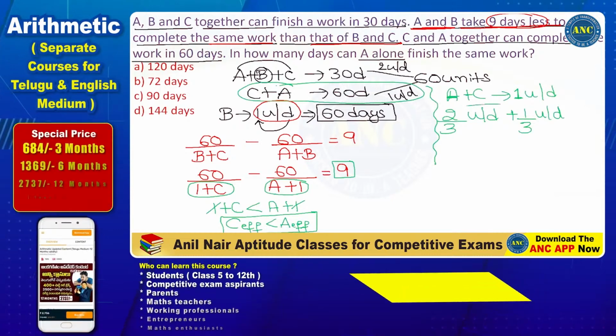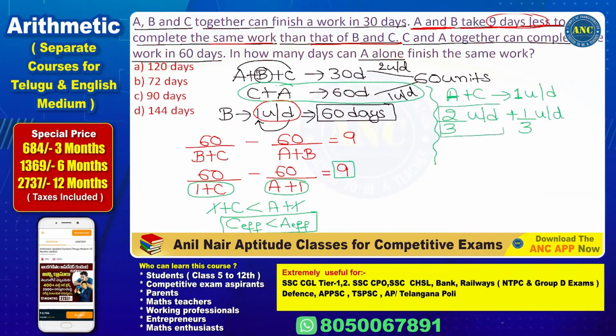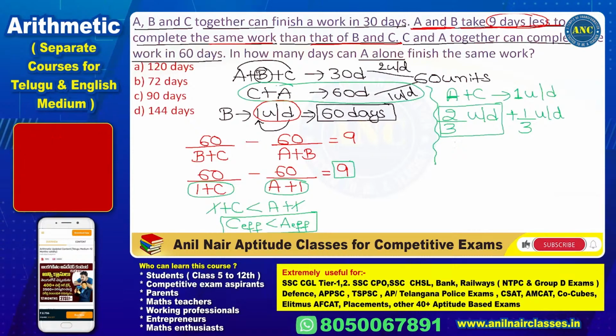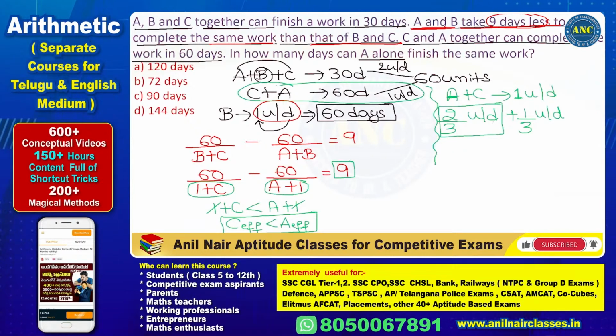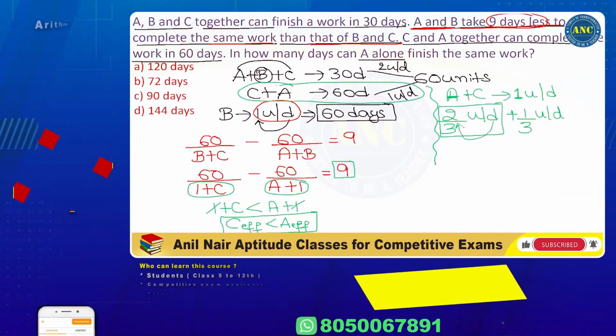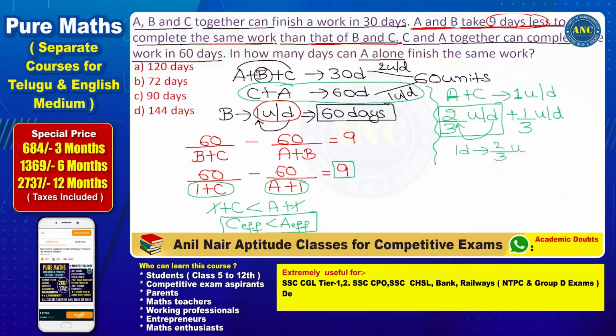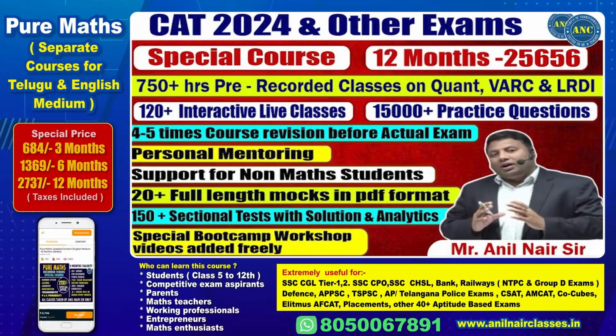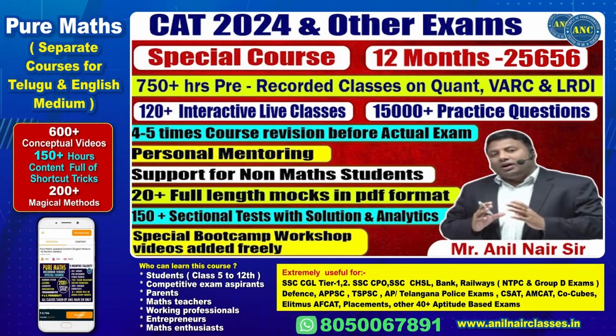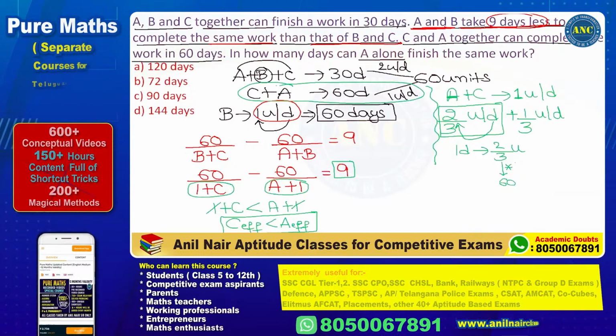So now we came to know the capacity of A in this case. The capacity of A is 2 by 3 units per day. That means in one day he will distribute 2 by 3 chocolates. But totally there are 60 chocolates to be distributed. 2 by 3 should become 60.